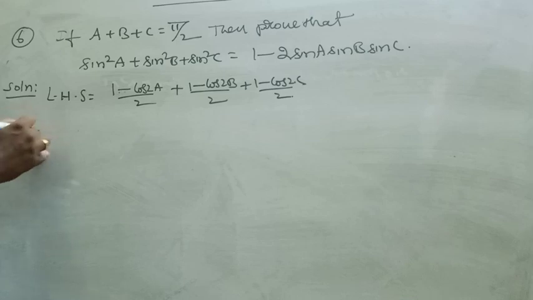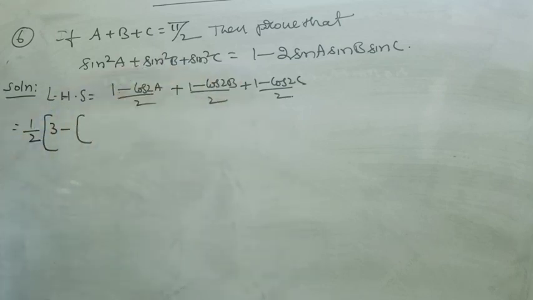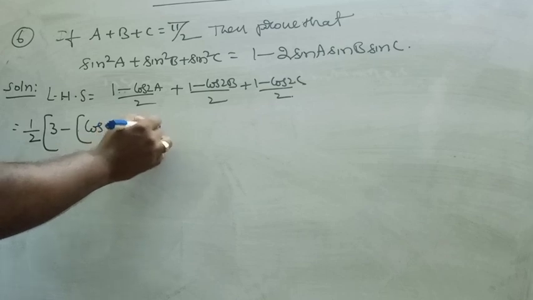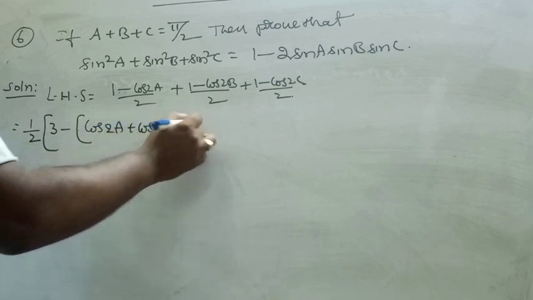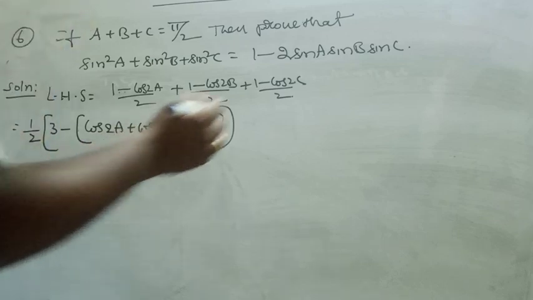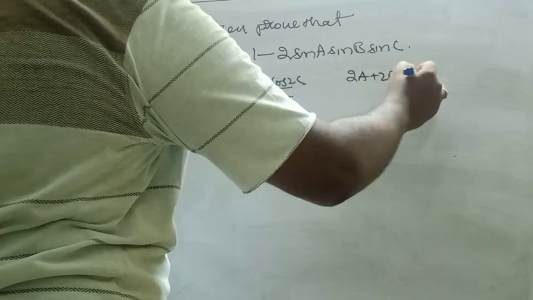Very good. Now if you take 1 by 2 common, my dear students, this is now 3 minus of, 1 plus 1 plus 1 is 3, 3 minus of cos 2a plus cos 2b plus cos 2c. You know that a plus b plus c equal to pi by 2 means, my dear students, you know that 2a plus 2b plus 2c.